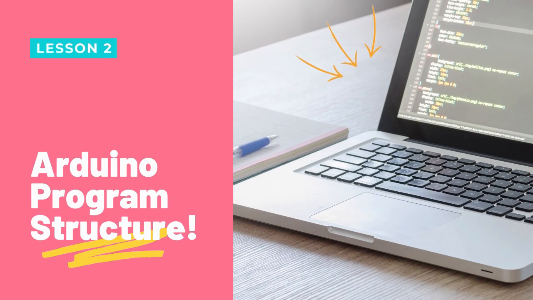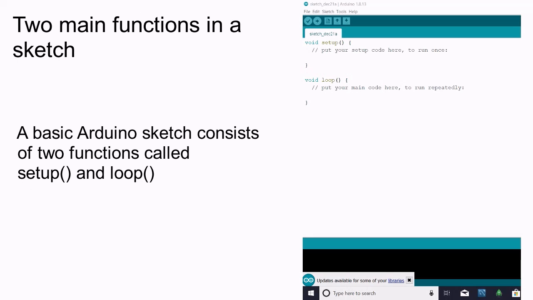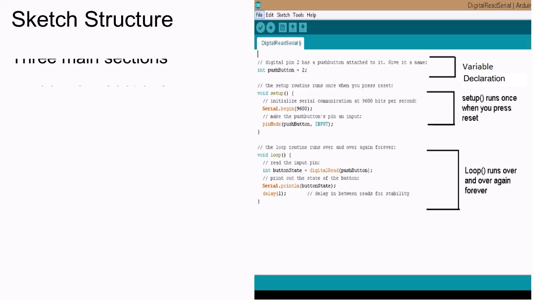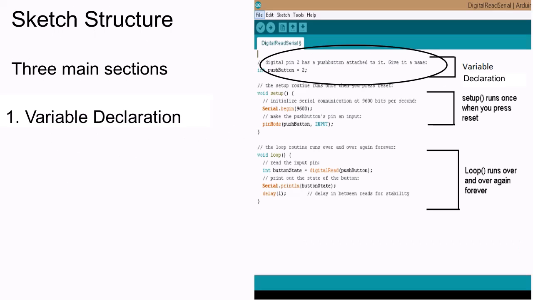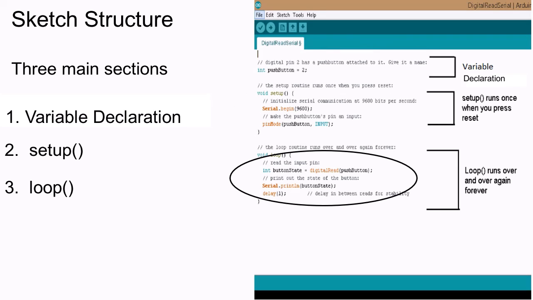In today's video, we are going to learn about the structure of an Arduino program. An Arduino program is called a sketch. A basic Arduino sketch consists of two functions called setup and loop. Each Arduino program has three main parts: 1. variable declaration section, 2. setup section, 3. loop section.